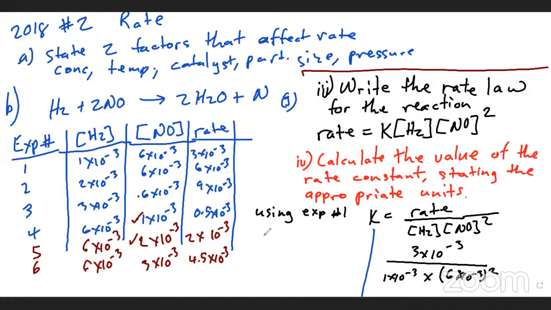Also, the answer, that's 3 × 10⁻³ divided by, and I got 3.6 times 10⁻⁸, and that would be equal to 8.33 × 10⁴. All right, so that is K.